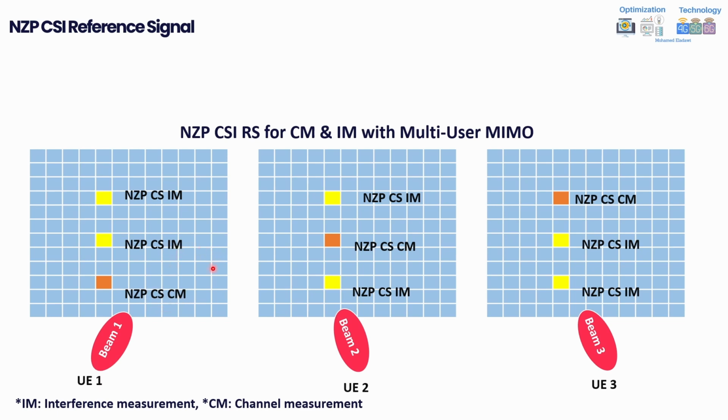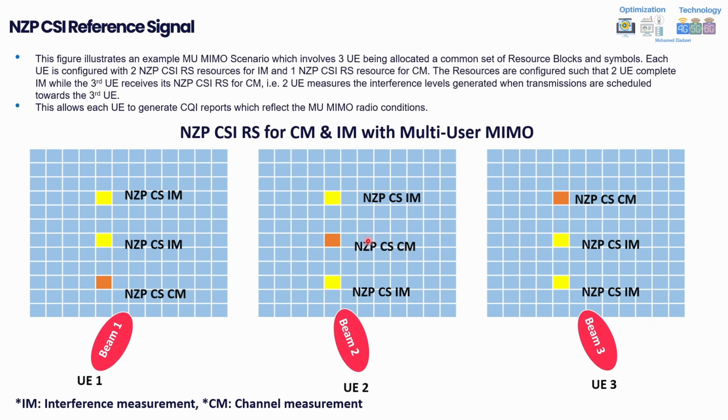Assuming you have four users, this means that you require one additional CSI-IM to measure the interference from user number four, and so on. So this is the main function of this particular non-zero power CSI-RS and so on. So moving forward, let's now move to the second example.